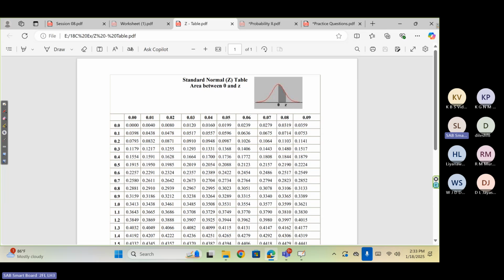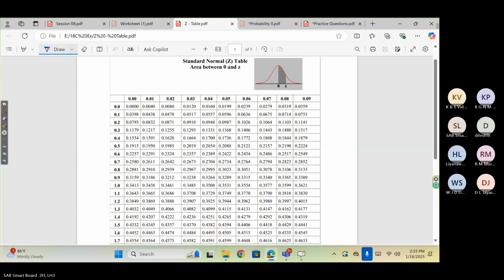Did you download the table? Looking at this table, inside it there are values. These values are the probability values. The numbers you see inside the table are the probability values.